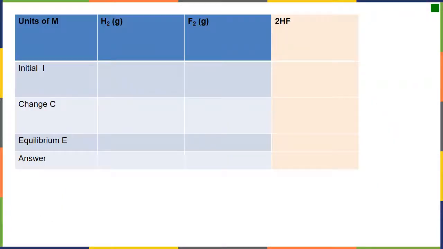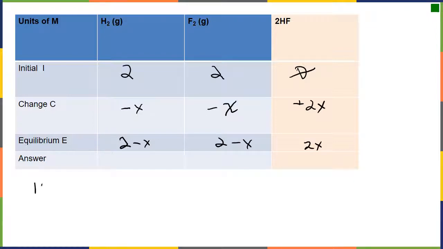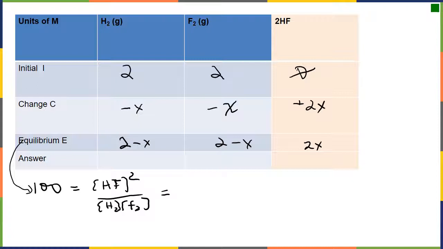All right, so let's go back and look at this. We know we have initial values of 2, 2, and 0. Minus X, minus X, plus 2X. So this is going to be 2 minus X, 2 minus X, and 2X. Our K is 100, and that is going to equal the concentration of HF squared over hydrogen times fluorine. And we're going to plug our equilibrium values in here. Now notice I put in a second row here so that I can figure out a nice clean place to put my answers. So if we plug this in, we're going to get 2x squared over 2 minus x times 2 minus x.